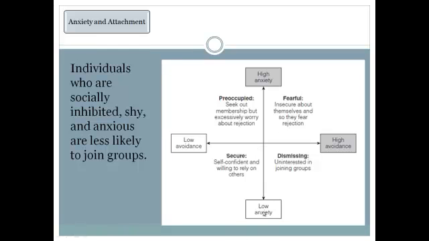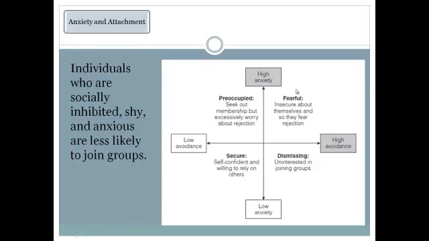So, for example, someone who has low anxiety, so they're not nervous, and low avoidance, so they don't avoid other people, would reflect a secure attachment style. Think about a romantic relationship, let's say. Someone with a secure attachment style doesn't have any problem getting close to other people, and they're not nervous about doing so. Okay?